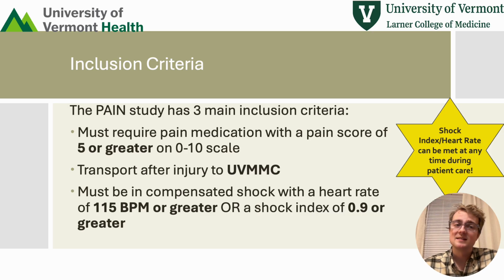If their heart rate is less than 115, you will need to do some math to see if they meet that shock index. And we know math is hard, especially when you're busy caring for a patient. So there will be calculators with every drug kit. We're going to talk through that shock index calculation on the next slide. There's some other resources available as well.